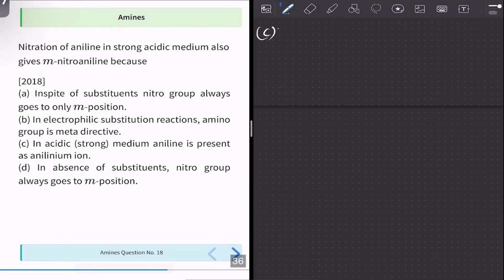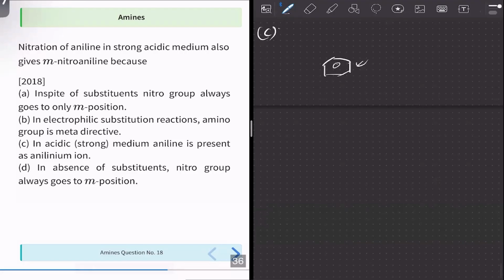Option D, let's read the option D also. In absence of substituents, nitro group always goes to M position. No, in absence of substituent, that is a benzene ring, nitro group can go to any position. It is not relative position, so it is not defined as meta position, para position, or ortho position. So we can't tell that it is a meta position or para position. So option D is also incorrect. So option C is the correct answer.